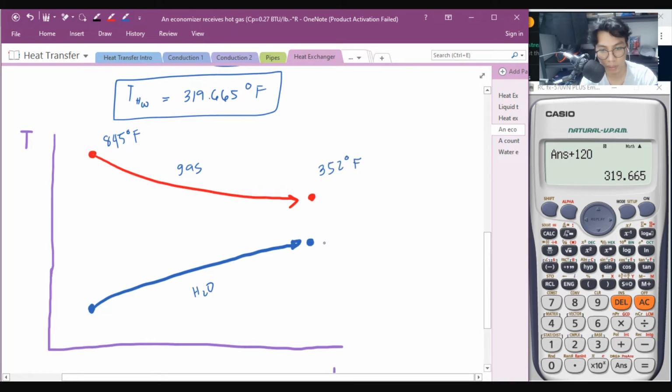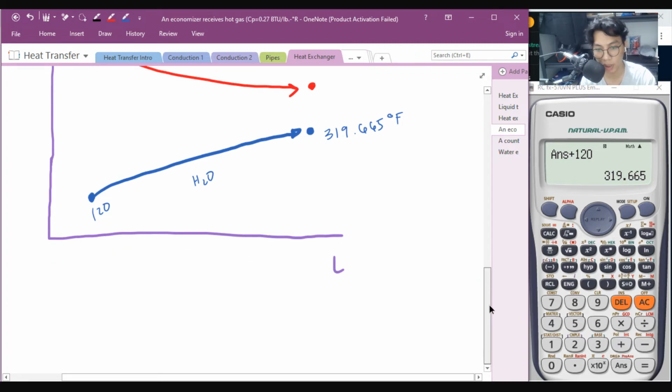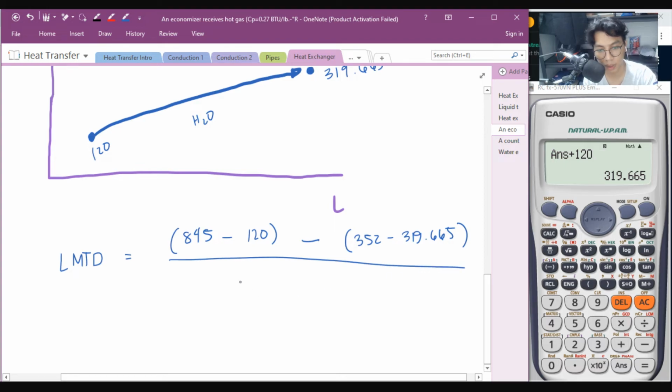Dito lalabas na 319.665 degrees Fahrenheit. Dito lalabas siya, papasok siyang 120. So for LMTD, sundin natin parati yung may pinakamataas na temperature. So LMTD equals 845 minus 120, minus 352 minus 319.665, divided by the natural logarithm nung ratio nila.